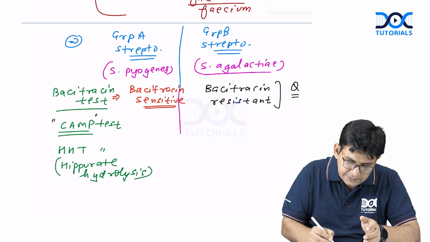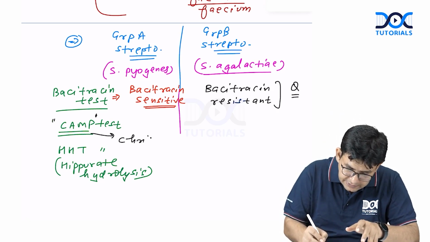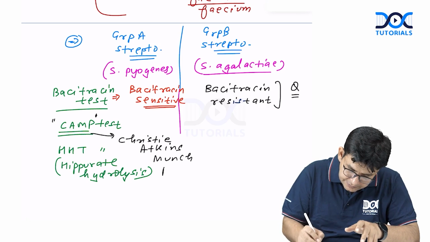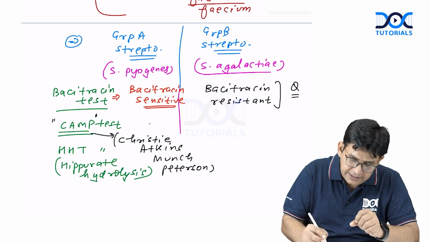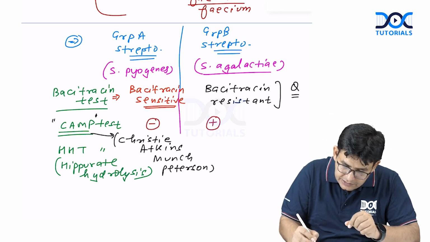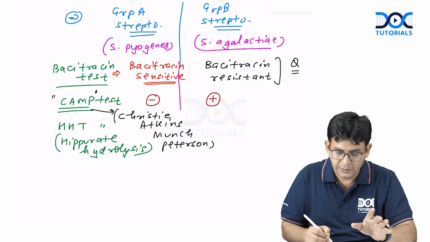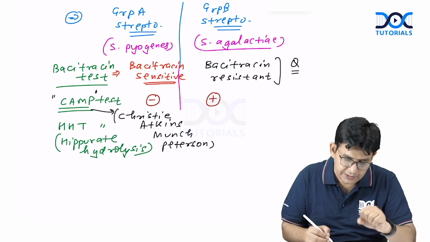Regarding this CAMP test, it is the name of the 4 scientists: Christie, Atkins, Munch, Peterson. That is their CAMP test. And the CAMP test is negative in the case of group A strepto, and it is positive in the case of group B strepto. That you need to know first of all. I will tell you what this CAMP test is later on when we study Streptococcus agalactiae. I will show you that.